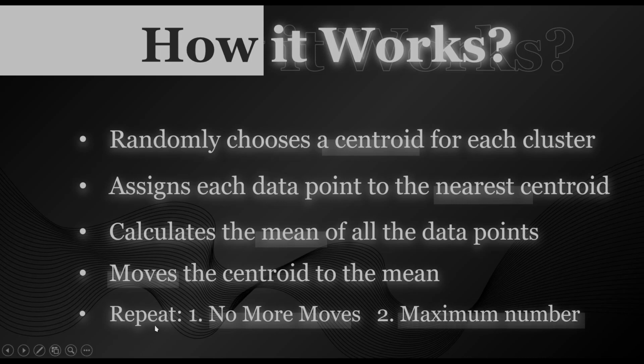After that, K-means just repeats until two conditions are fulfilled. First condition is that no more moves are actually performed. It means the mean is actually the location of that centroid. Or the second condition, we can set a maximum number of movements and calculations, and if it reaches that maximum number, it means we stop the algorithm and won't go further.